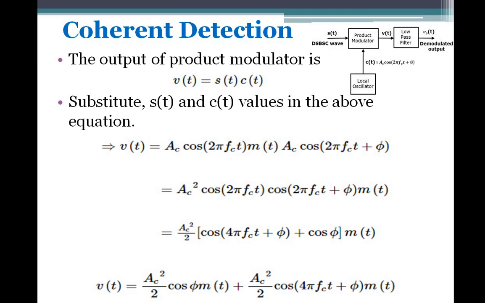So what is the output you are having? V of t is equal to Ac cos 2 pi fc t into m of t. This is your DSBSC modulated wave, and the carrier you have used is Ac cos (2 pi fc t plus phi) with a phase difference. Now after simplifying, what will I get over here? Ac into Ac, Ac square cos 2 pi fc t into cos (2 pi fc t plus phi) into m of t.